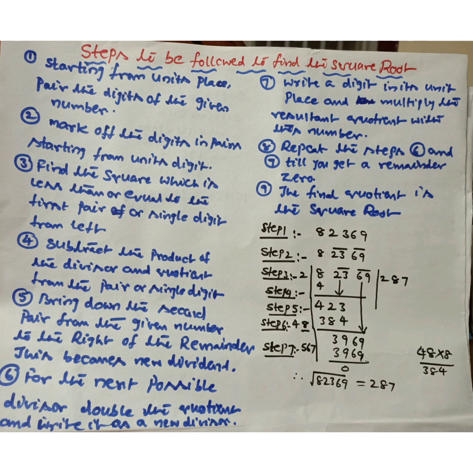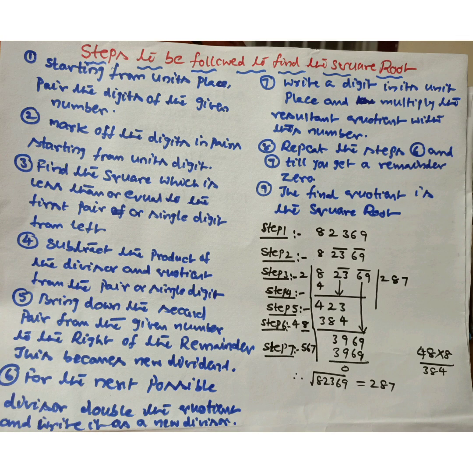Therefore, write a digit in its units place and multiply the resultant quotient with this number. So to get the number which is nearer to 423, we have to write 8 in the units place of the new divisor and the quotient as well. Therefore, once 8 is written in quotient and divisor, 8 into 48 is equal to 384. Therefore, 423 minus 384 is equal to 39. Let us bring down the next pair of digits 69 by the side of 39.